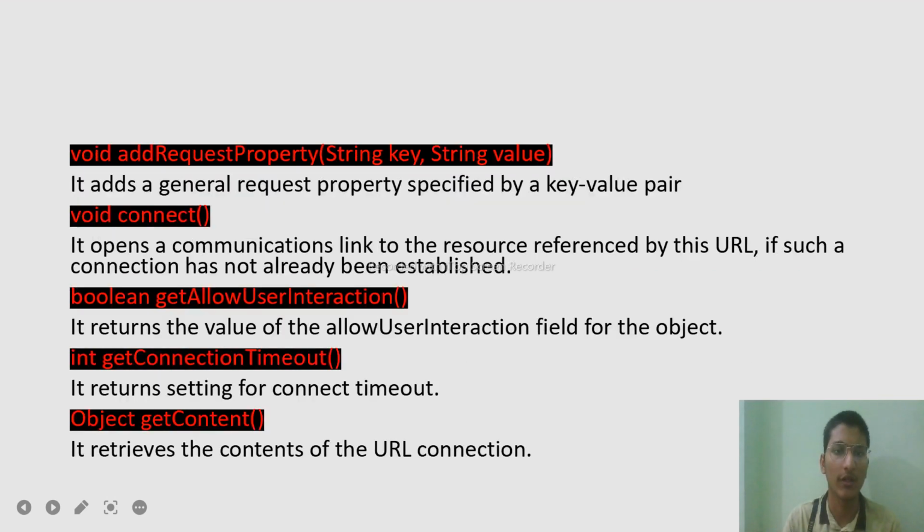Void addRequestProperty. As arguments, we will pass a String key and a String value. It adds a general request property specified by a key-value pair. Void connect. This method helps to open a communication link to the resource referenced by the URL if such a connection has not already been established. Now, boolean getAllowUserInteraction. This method returns the value of the allowUserInteraction field for the object. Int getConnectTimeout returns the setting for the connection timeout. Object getContent retrieves the content of the URL connection.